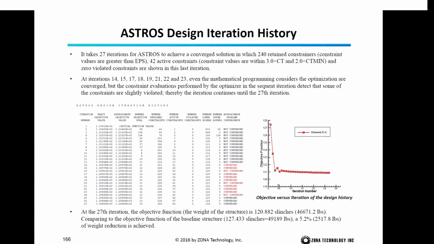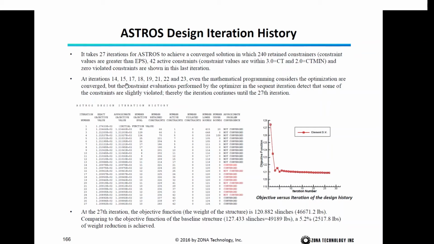And it takes 27 iterations for ASTROS to achieve a converged solution in which 240 retained constraint values are greater than EPS. 42 active constraint values are within 3 times CT and 2 times CT mean, and the 0 violated constraints are shown in the last iteration.